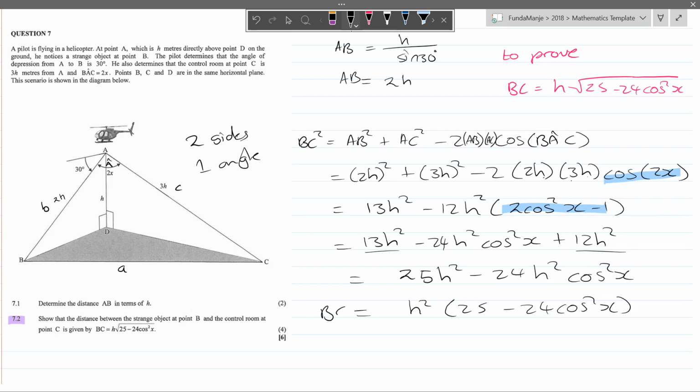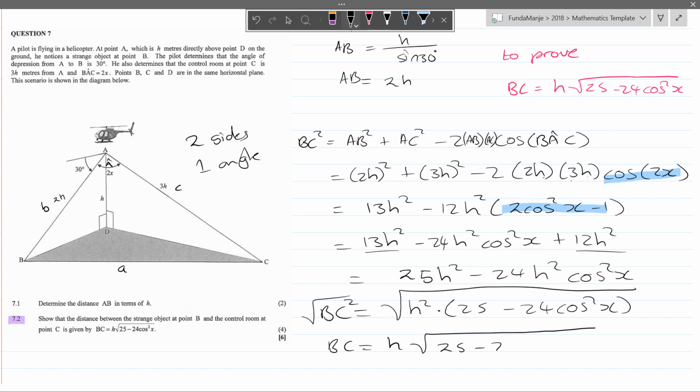Then we can bring down this BC that we have been neglecting. Take the square root of both sides. Here the square root will operate on these separately, giving us BC is equal to the square root of h squared will give us h, and then the rest of that expression can't be separated on the minus, so we keep it as 25 minus 24 cos squared x, like that. And we see we've proved that BC is equal to that.